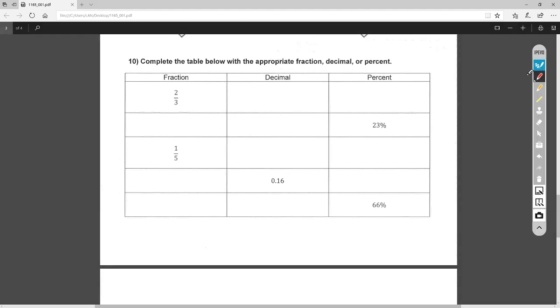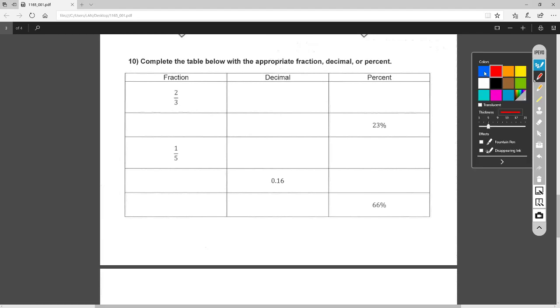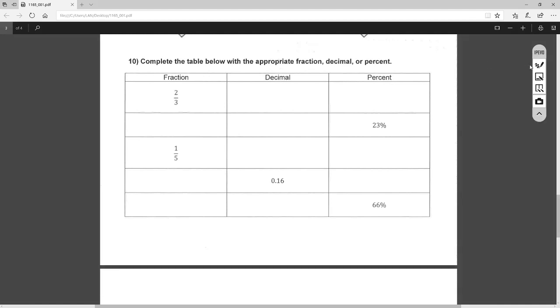Now, with a fraction, you want to change it to a decimal first. To change it to a decimal, remember we need to divide. So here I'm going to divide 2 divided by 3. Now remember, the numerator always goes inside, denominator goes outside. So we're doing 2 divided by 3.